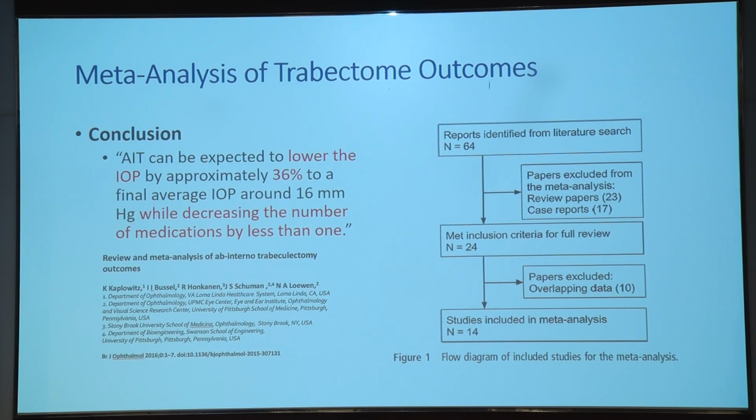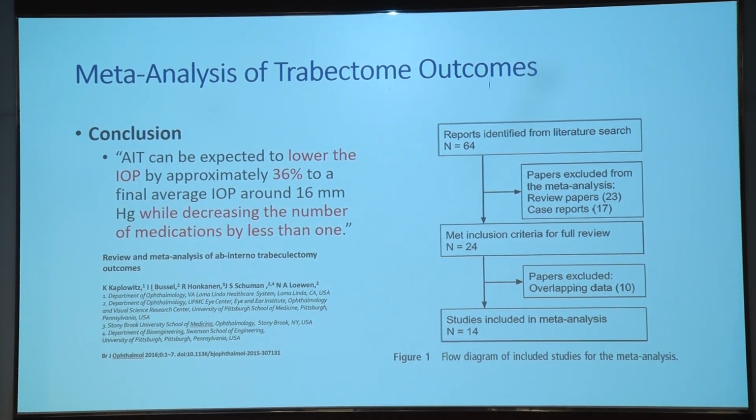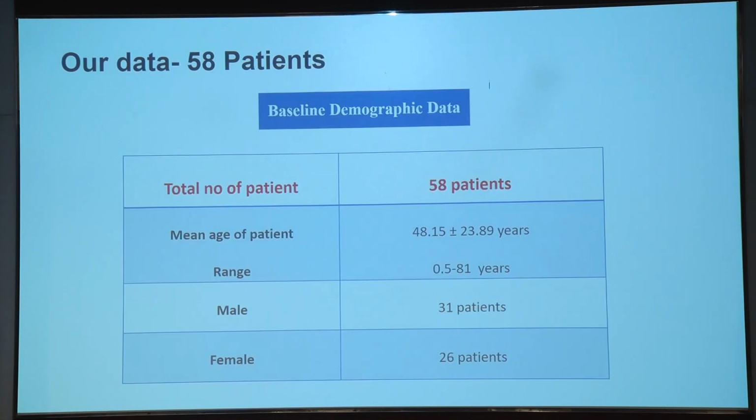And it was concluded that it lowers the IOP by approximately 36% while decreasing the number of medications by less than 1. Trabectome also works after failed trabeculectomy because collector channels do not atrophy completely. So one can also do trabectome or any angle procedure even after failed trabeculectomy or implants.